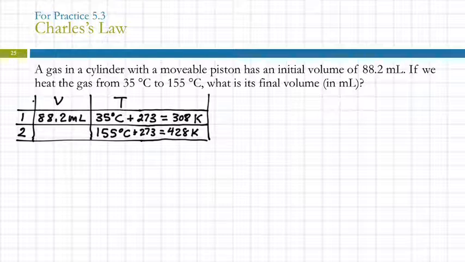I have an empty square rectangle in my table. I'm going to call that V2 because it's in column V and row 2. Okay, so I've got V1, I've got T1, I've got T2, and I'm looking for V2. What is the final volume? That's what it's asking me to find. So I need an equation with volumes and temperatures. That's going to be Charles' law. Charles' law is V1 over T1 equals V2 over T2.